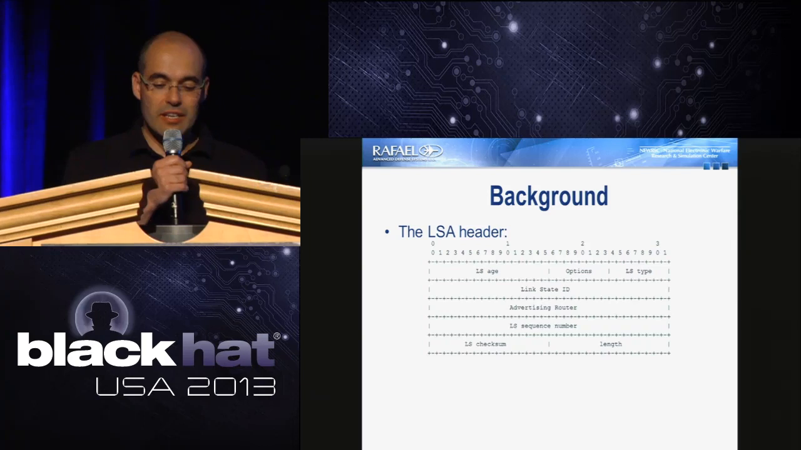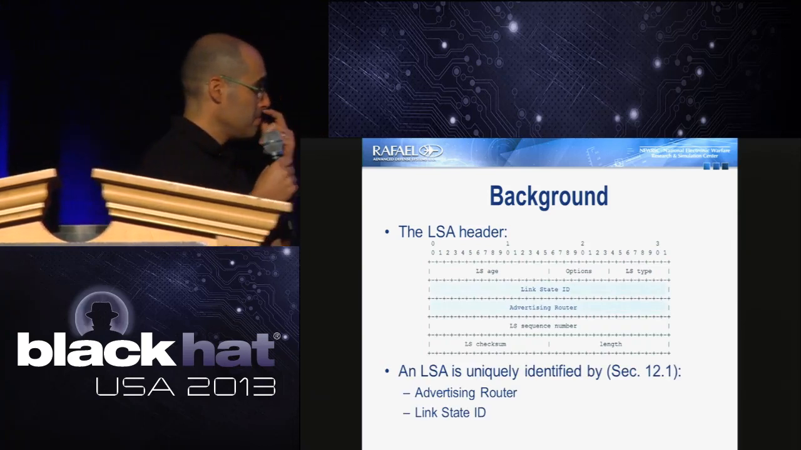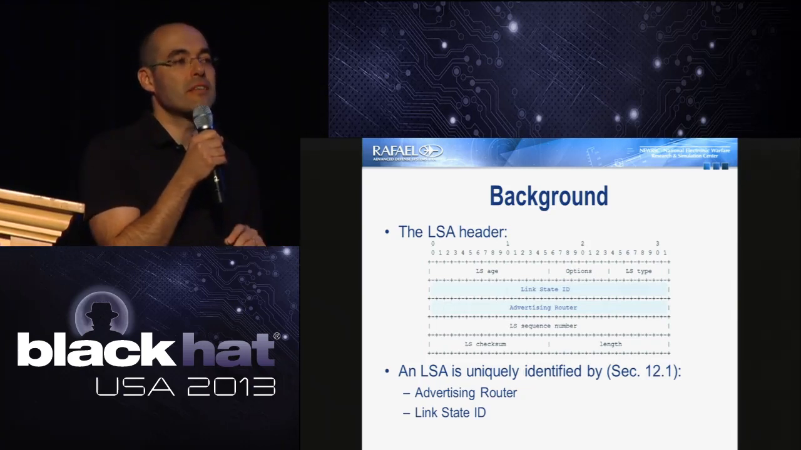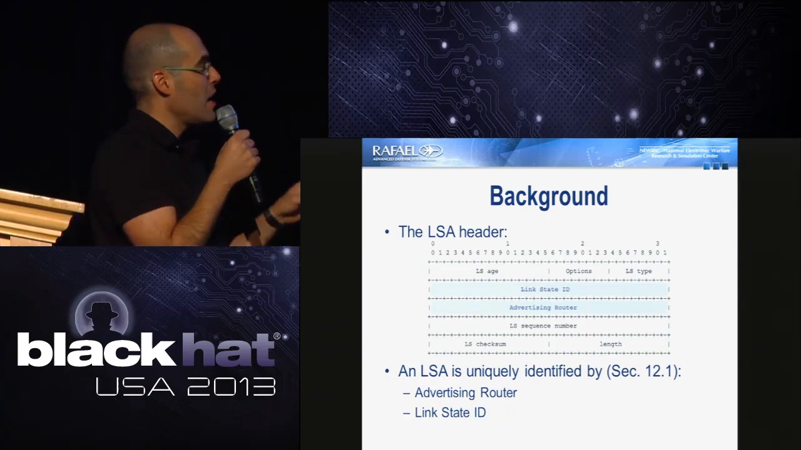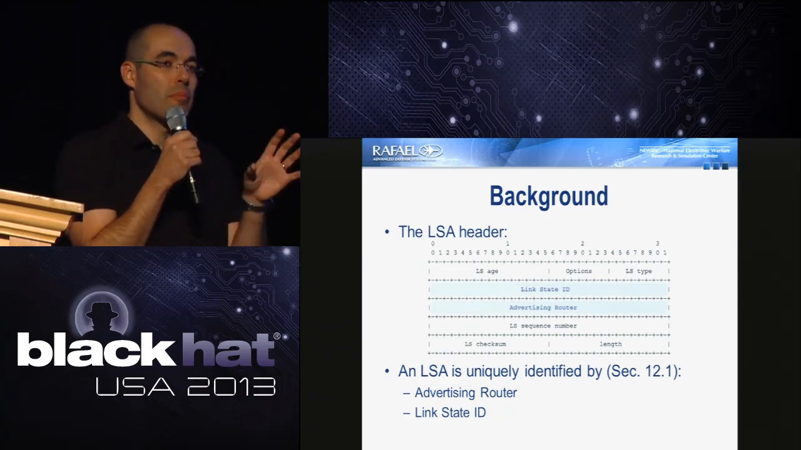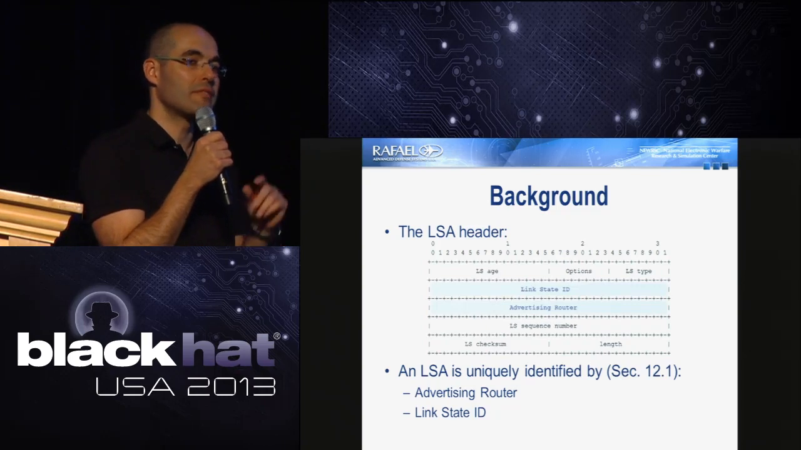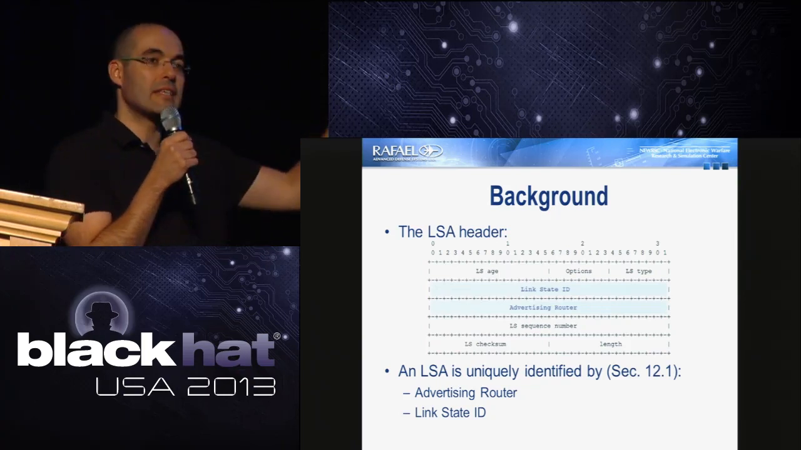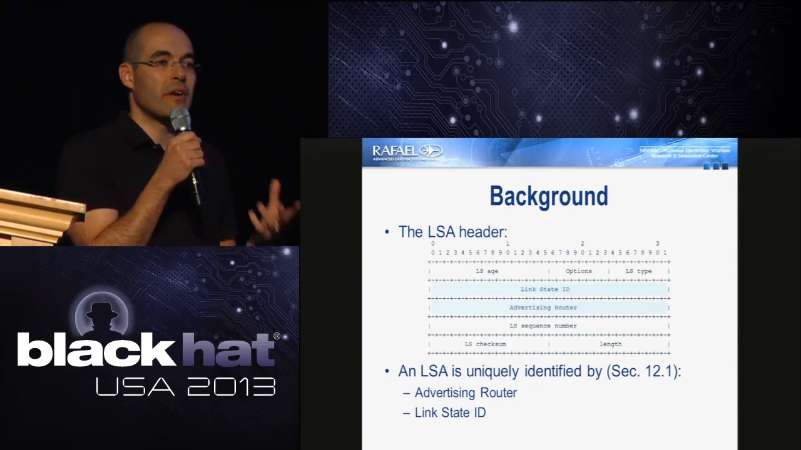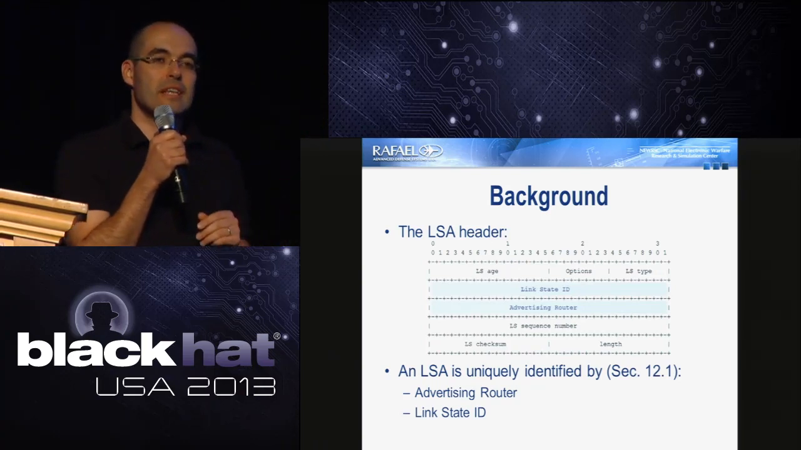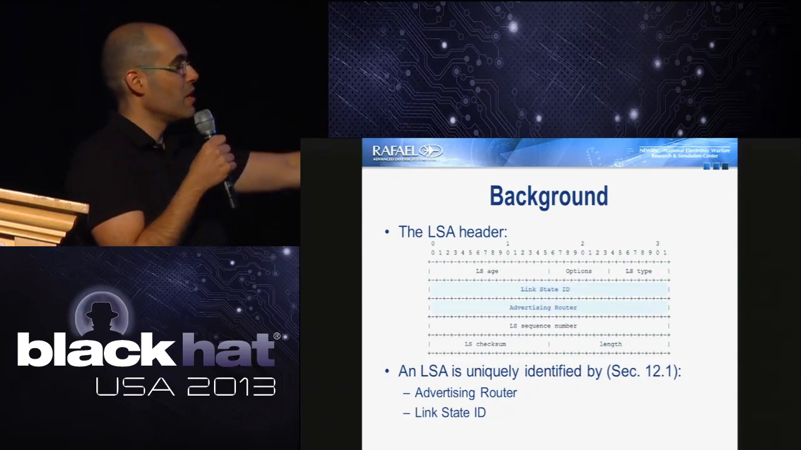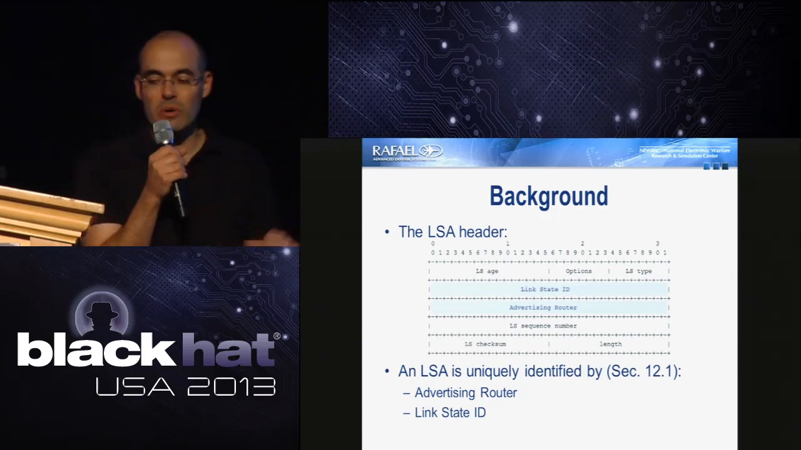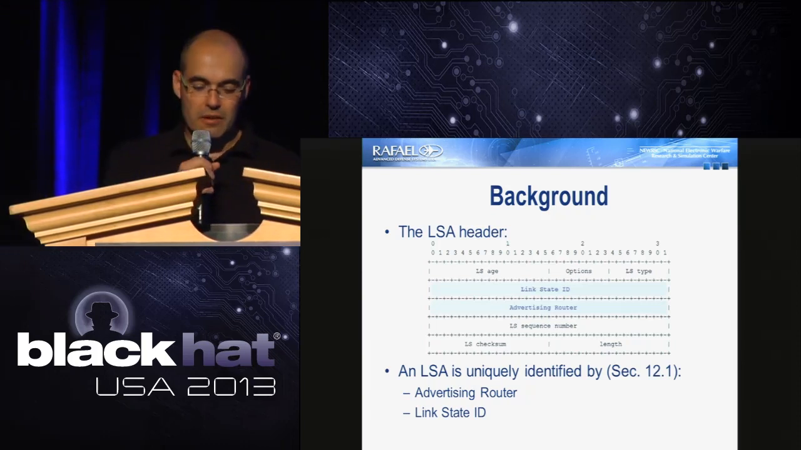Now, in section 12.1 in the RFC, it says that an LSA is uniquely identified by these two fields, advertising router and link state ID. Actually, I'm bluffing here a little. The RFC says that an LSA is identified by three fields, these two and the LSA type. Now, since we are considering only router LSAs, I will just ignore the LSA type for simplicity reasons. So, from our point of view, an LSA is identified by these two fields, advertising router and link state ID. Let's see what they are.